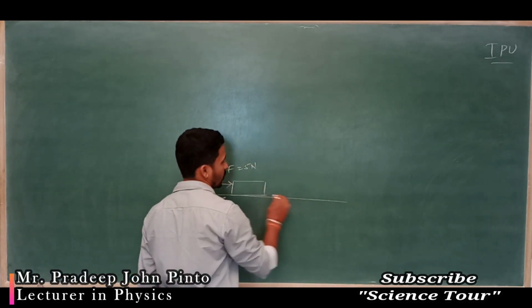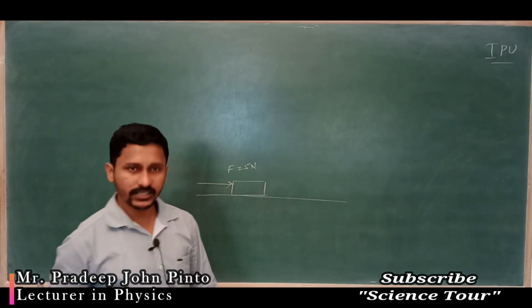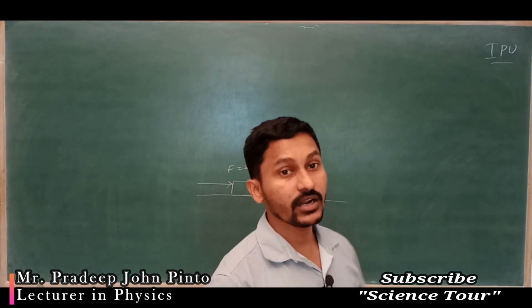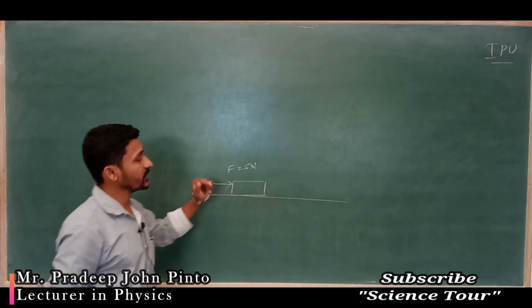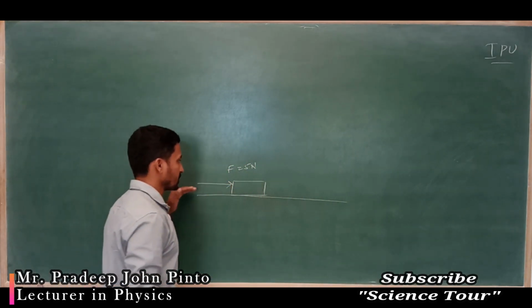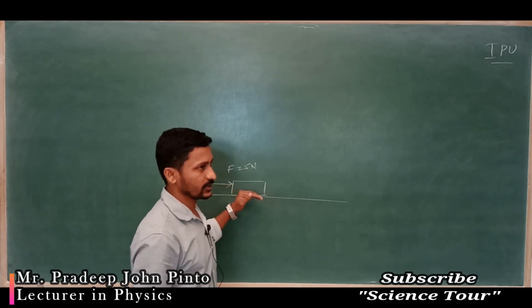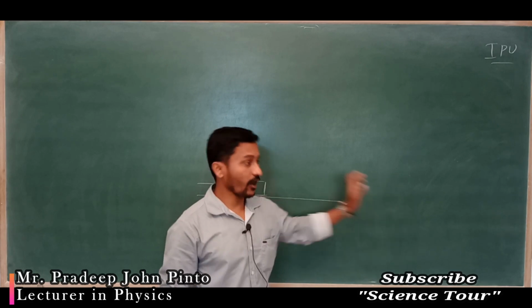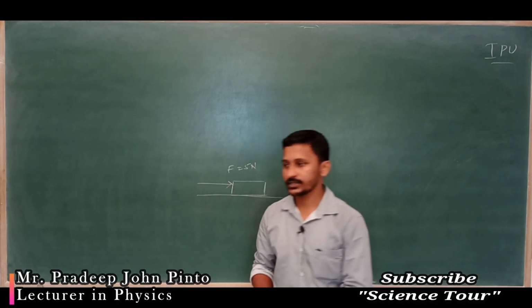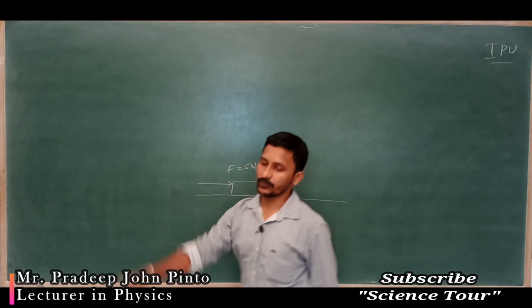This object goes on moving. In such cases, the work energy theorem is nothing but the change in kinetic energy. Now suppose the force is variable. At first I apply 5 Newton, after that 3 Newton, after that 4 Newton, after that again 2 Newton, after that 6 Newton, after that 10 Newton. Like that, a variable force.